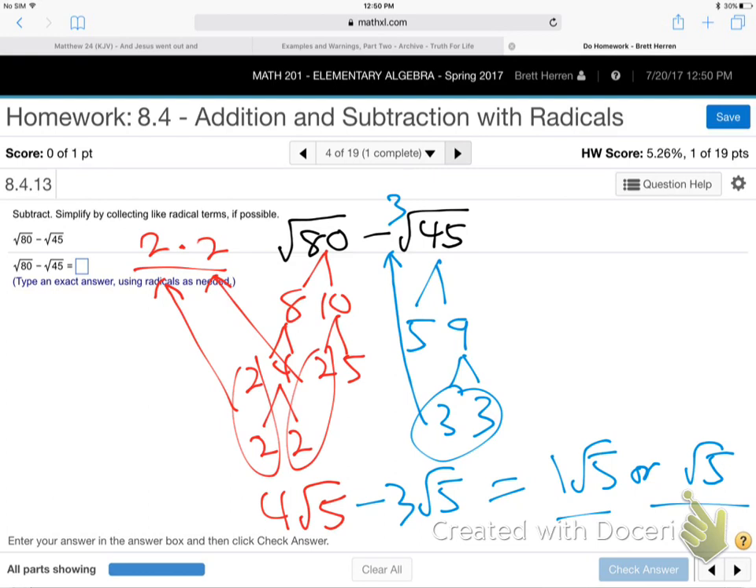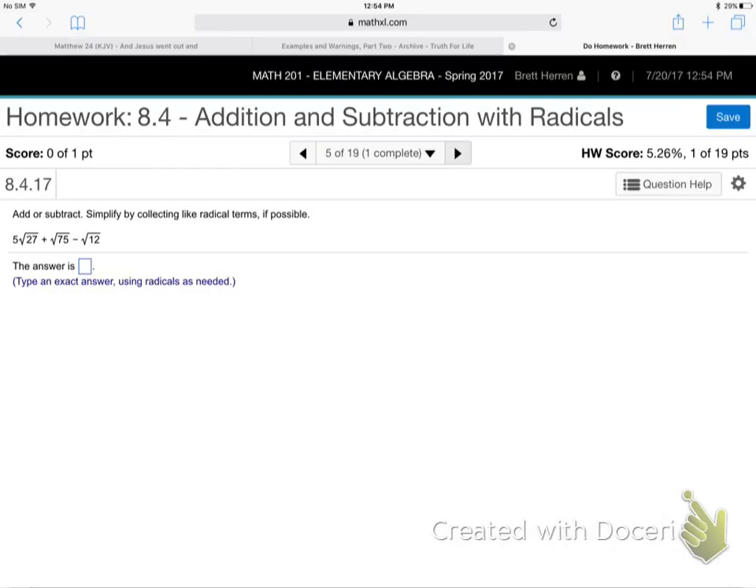All right, I'm going to move on. I keep feeling like I just keep saying 2 for 1. Five root 27 plus root 75 minus root 12. Same thing, break them down.